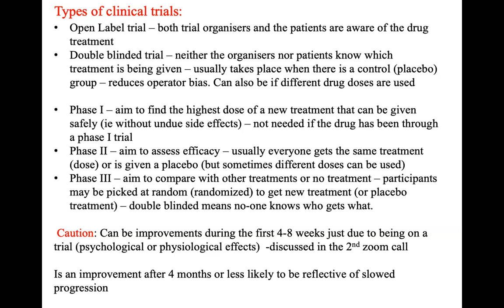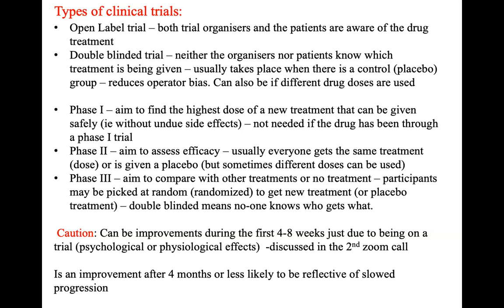And then a phase 3 trial aims to compare that treatment with other treatments or with no treatment. And in this case, which arm the participant goes into may be picked at random, and that's called a randomized trial. Or it may be double-blinded, where nobody knows who's getting what until a later stage of the trial.